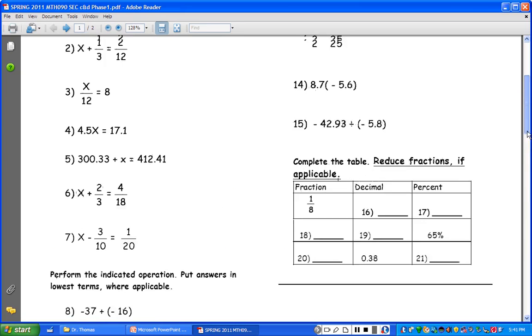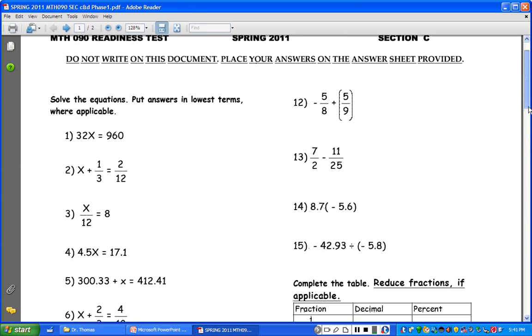Alright, let's move and look at number 12. Again, we have fractions and we have a plus sign in the middle. So we need to come up with the LCD. What is the LCD of 8 and 9?